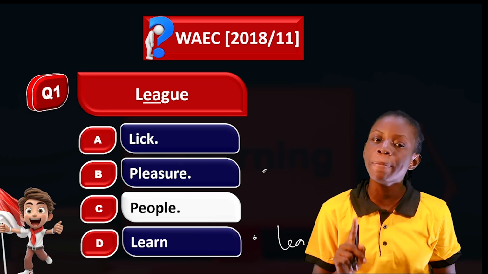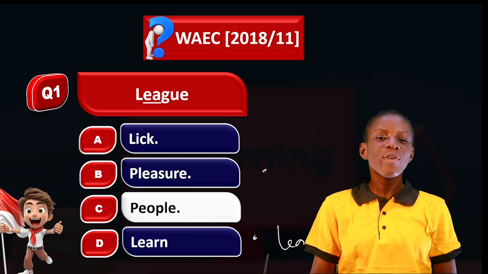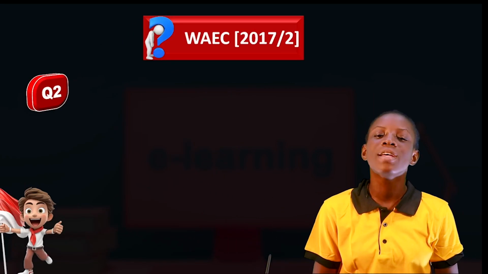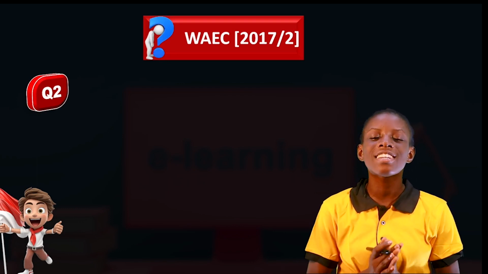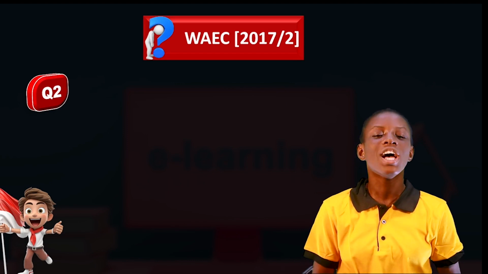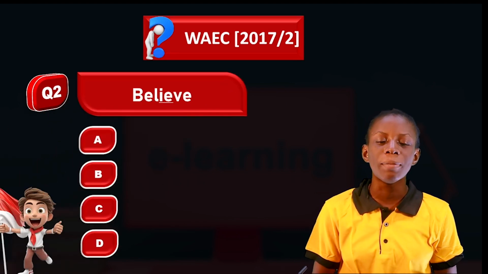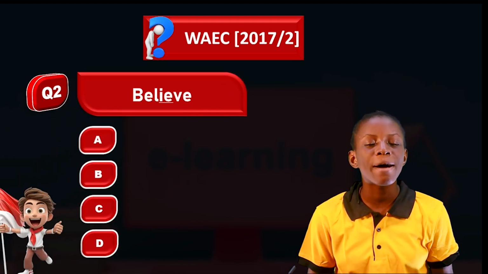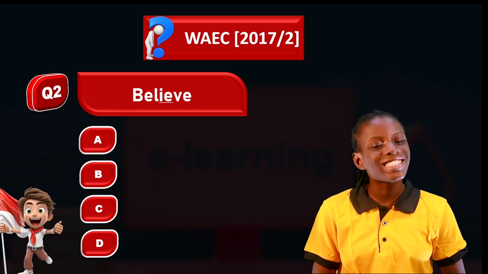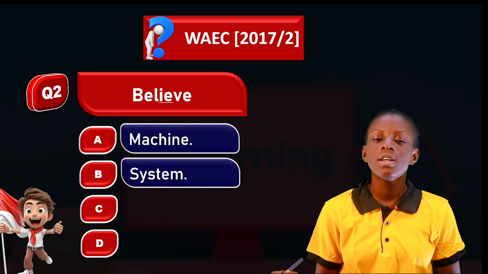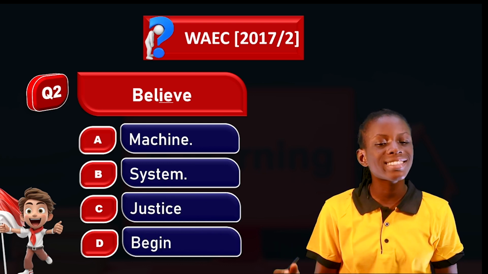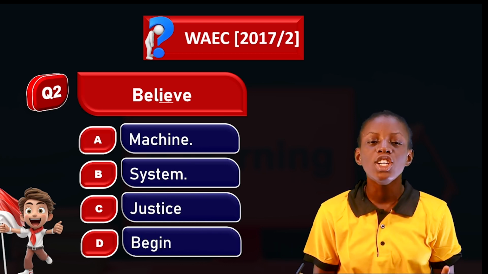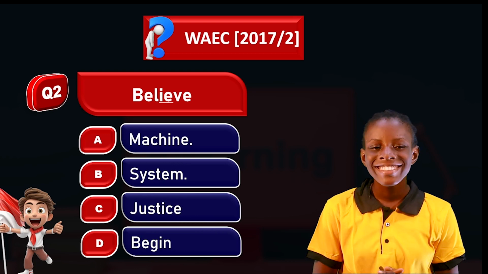Having known that people is our answer, we have our next question in the year 2017, question 2. WAEC asked this amazing question. We have our given word, believe. The options are machine, system, justice, and begin. So what is our answer?